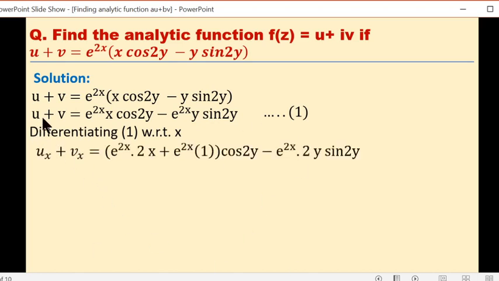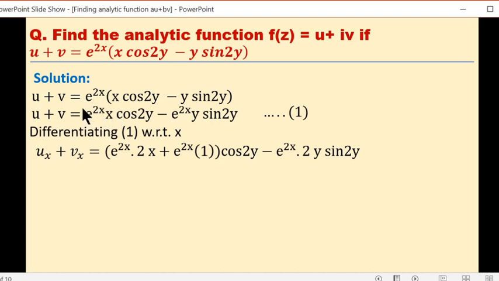So here derivative of u with respect to x gives us ux plus derivative of v with respect to x gives us vx equal to, now when we are differentiating this particular term, here if you see, this e raised to 2x contains x, this x also contains x, cos 2y is a constant. So we have to differentiate the product of these two different types of functions multiplied together. We have to take its derivative. So we'll use uv rule for derivative. What does uv rule say? It says take the derivative of the first function.